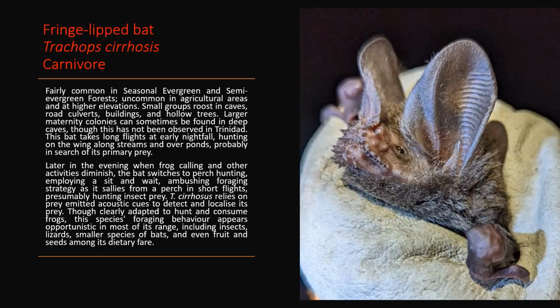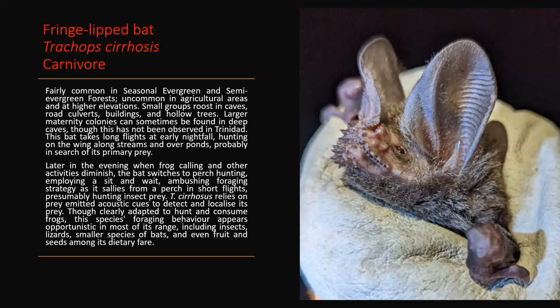This bat takes long flights at early nightfall, hunting on the wing along streams and over ponds, probably in search of its primary prey. What is its primary prey? Frogs. Later in the evening, when frog calling and other activities diminish, the bat switches to perch hunting, employing a sit-and-wait, ambush foraging strategy as it sallies from a perch in short flights, presumably hunting insect prey.